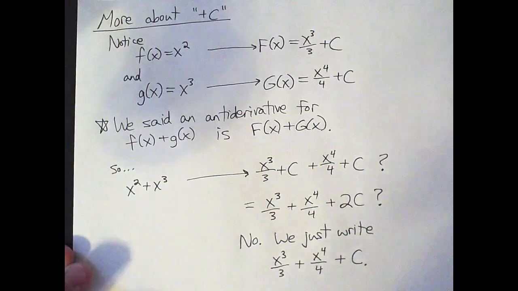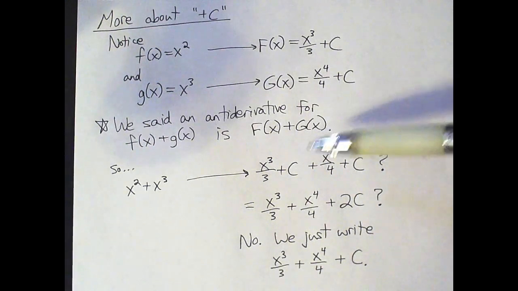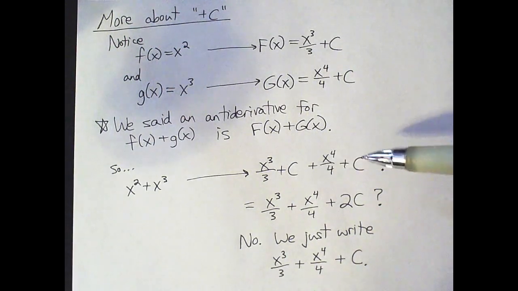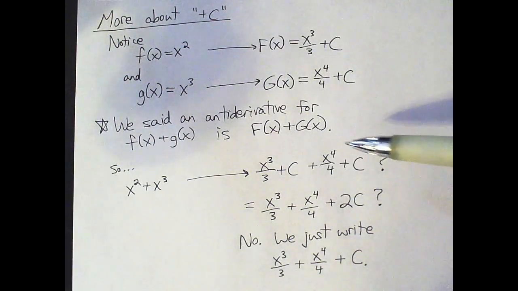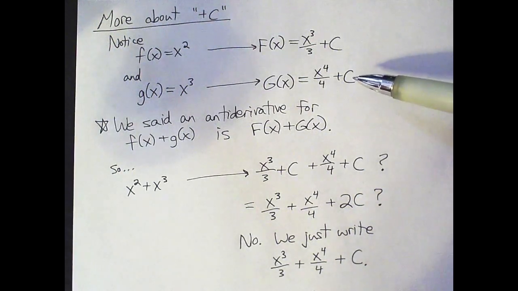Now, this takes some getting used to. It might seem a little weird, like what happened to the other c? So let me explain this. Just writing plus c is good enough because of what c represents. C represents an arbitrary constant. When we wrote two of them here, really you could say that they might be different constants. Like this one up here might be a plus 5, and this one here might be a plus 7.